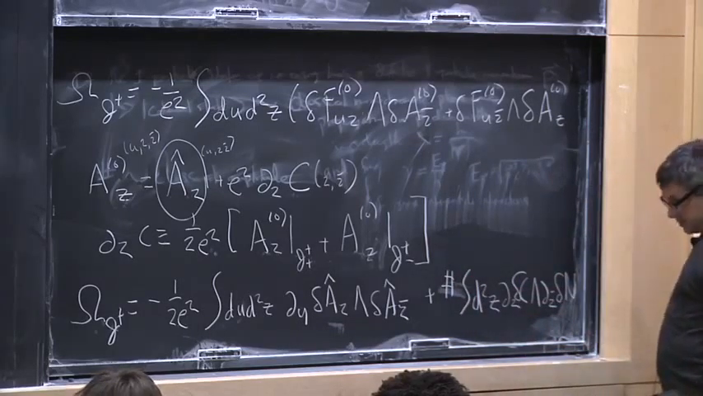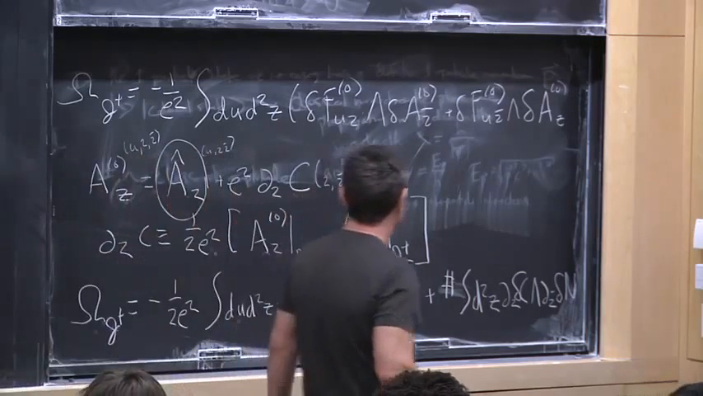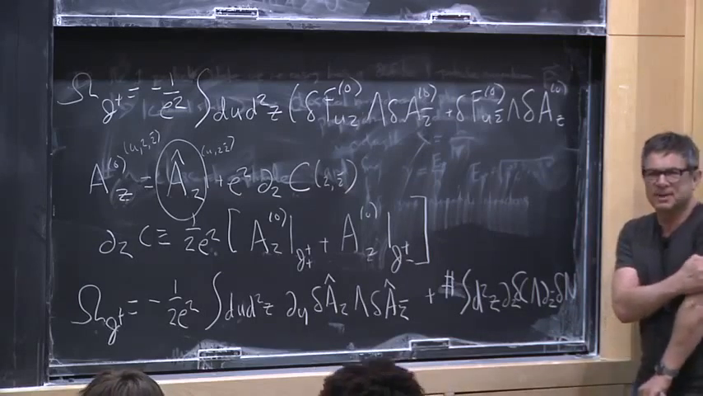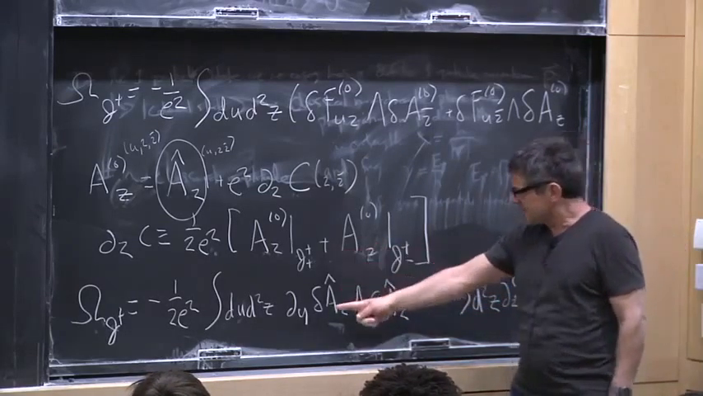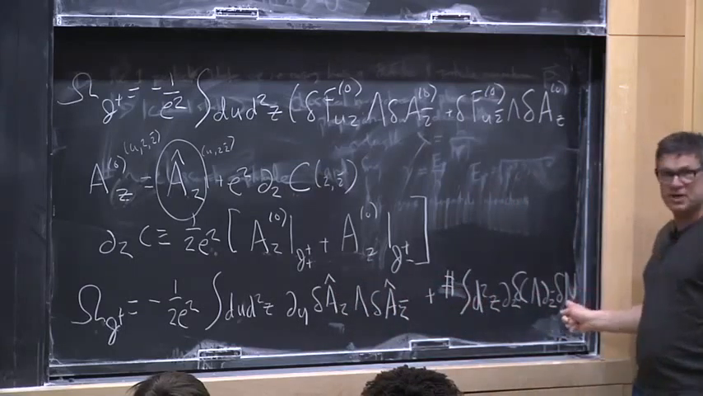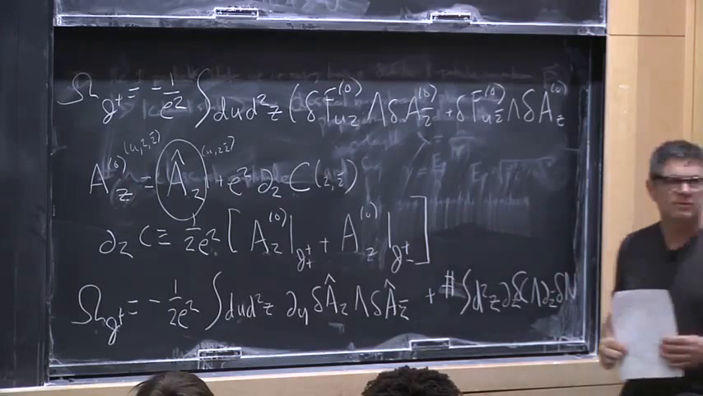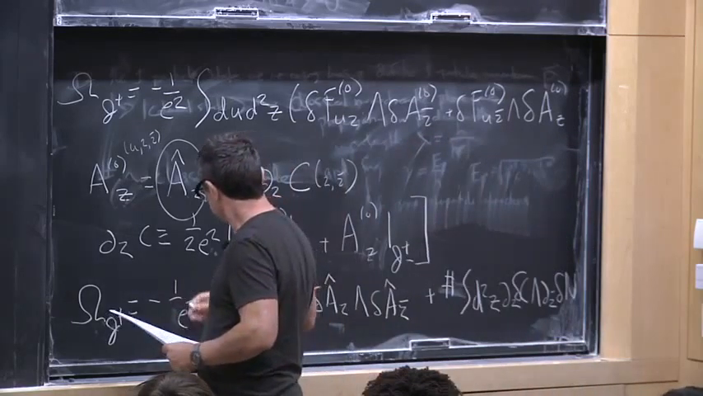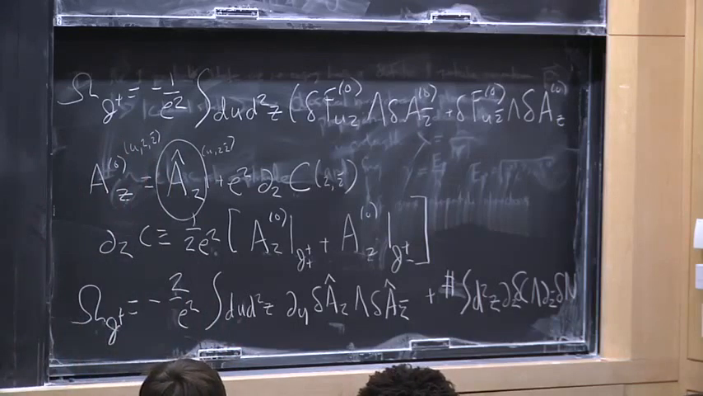What I want you to do is, I'm going to give you 2 minutes, and I want you to try to compute what this number is, and you should compare with your neighbor. What this equation says is that the components of A that have a Fourier transform are paired with each other in the symplectic form, and the soft photon mode is paired with this field C that is the sum of the boundary endpoints. So I'm going to give you 2 minutes, and please compare with your neighbor.